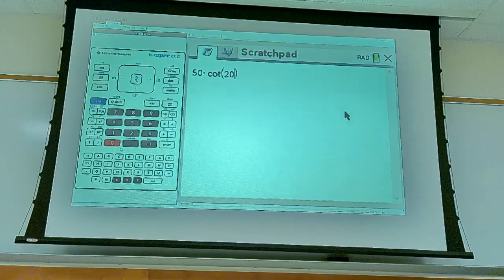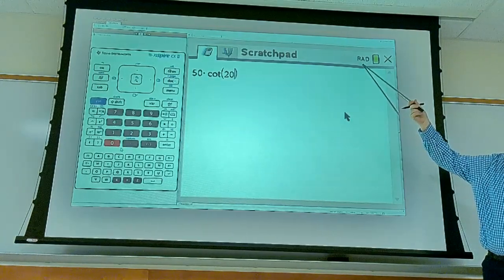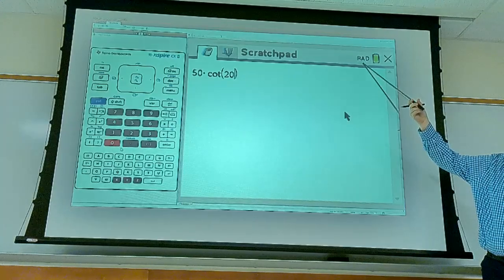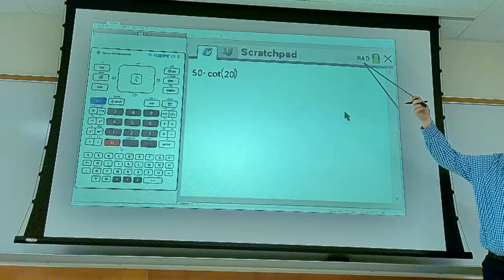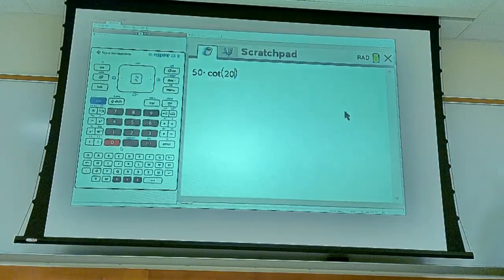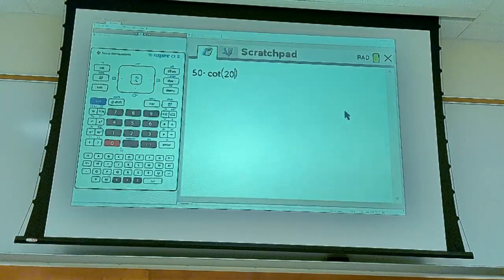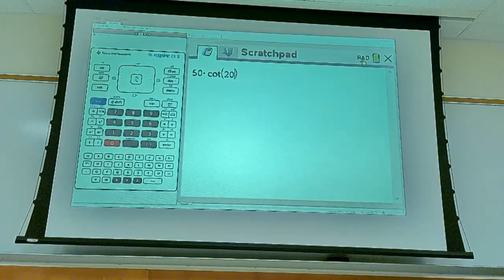The Inspire makes it easy. The Inspire tells you what mode you're in, right up at the top. This says I'm in radians, so I need to change that to degrees. For the Inspire, there's two ways I can do it. Use the mouse feature, just scroll over it, and then just click. Now it's in degrees.